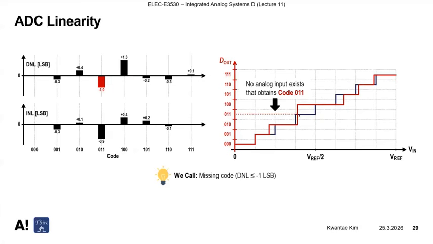So if there is no width at all, then there is no situation in which the analog input can obtain the output digital code 011. So there is a missing code. And if you design an analog to digital converter or digital to analog converter without much thinking of the mismatches of analog components, then after you measure the chip, this kind of situation may also happen. So this is an important concept for measuring the linearity.